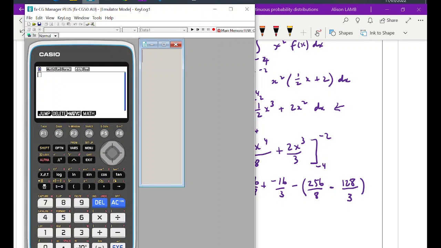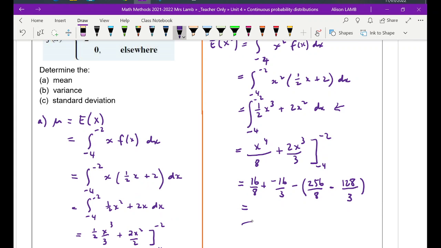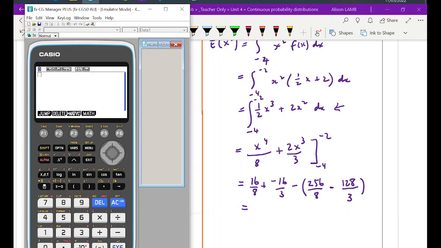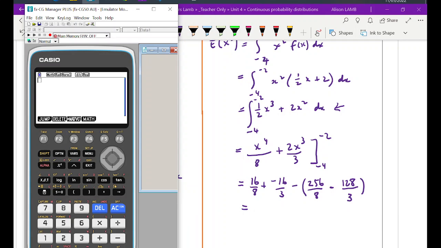How about we just grab a calculator and stick this in there now. What have we got? Oh, didn't want to do that. There we go, tidy that up a little bit. All right, so let's just integrate. Remember, when you want to integrate, go to Options, Calculus, Integral.